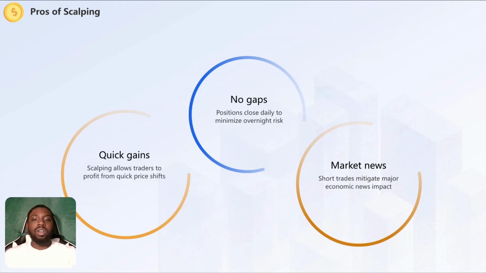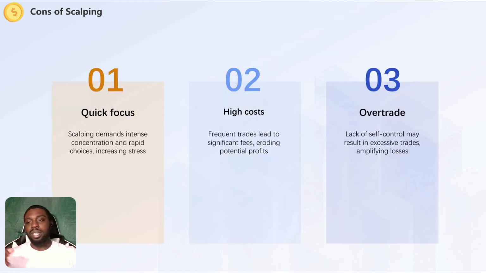Pros of scalping. So quick gains. Scalping allows traders to profit from quick price shifts. No gaps: positions close daily to minimize overnight risk. And market news: short trades mitigate major economic news impact. So those are the pros of scalping and just getting in and out of the market. And I could definitely attest to that because a lot of those other things definitely happen if you're holding trades for long periods of time. That can definitely go wrong. Gaps, news, and also spread and things like that.